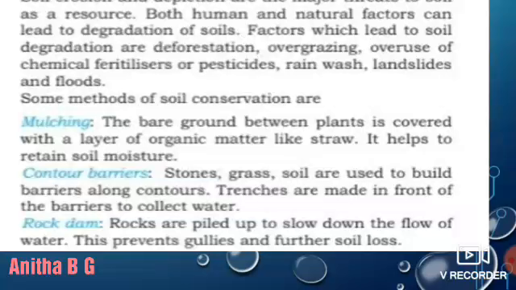Mulching means covering the soil on the surface layer with organic matter like straw, leaves, etc. The bare ground between plants is covered with this layer. It helps to retain soil moisture, so because of this the soil will stay moist. So mulching is important for preventing soil degradation, for conservation of the soil.